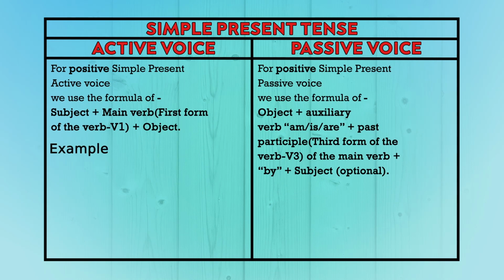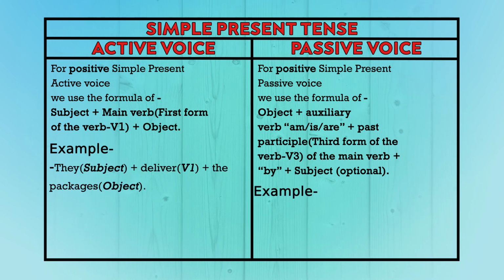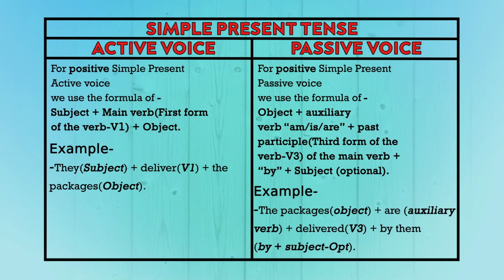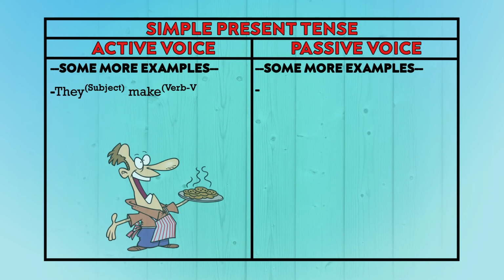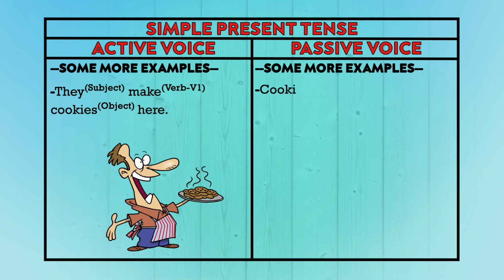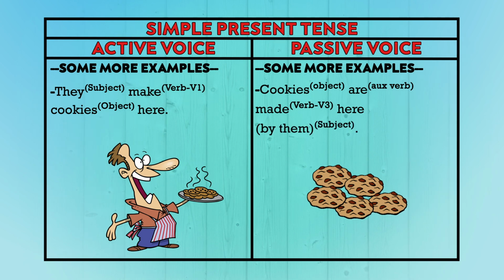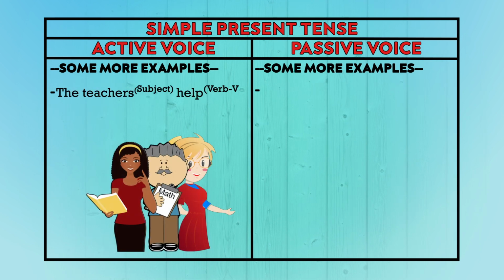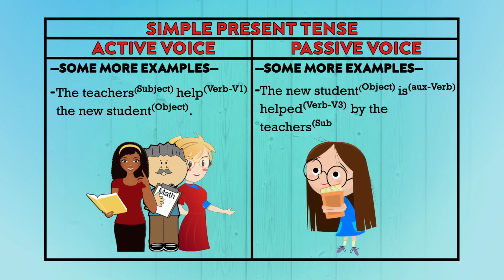For example, they deliver the packages. The packages are delivered by them. Now, more examples. They make cookies here. Cookies are made here. By them is optional. You may write or you may not. Subject can be optional too. The teachers help the new student. The new student is helped by the teachers.